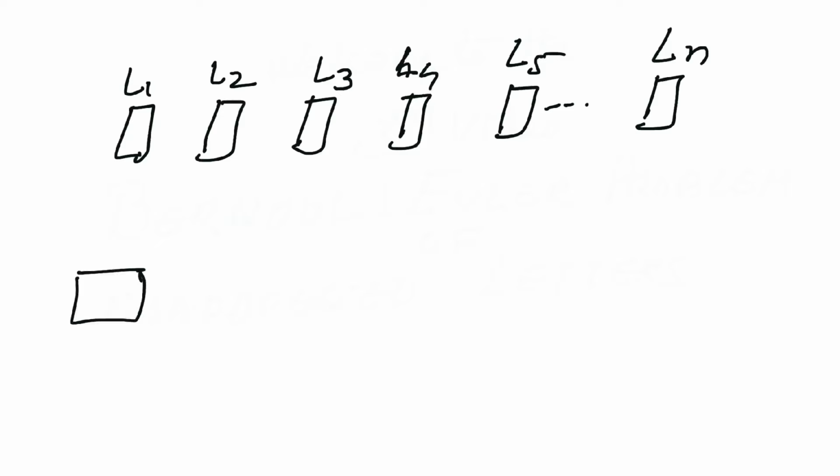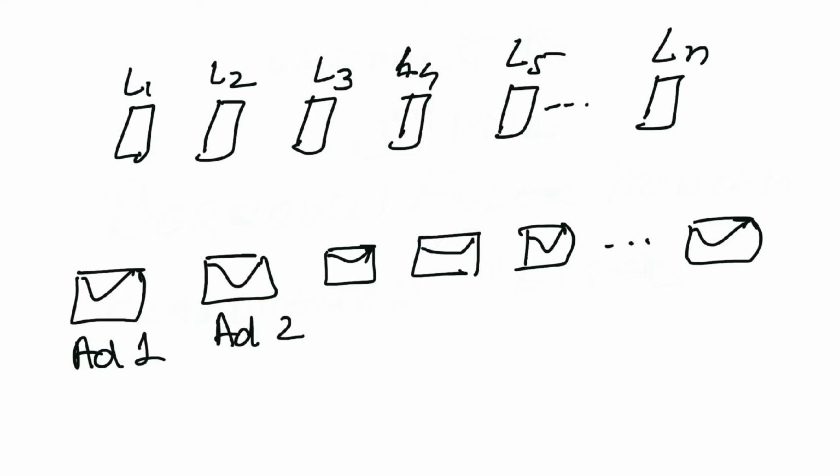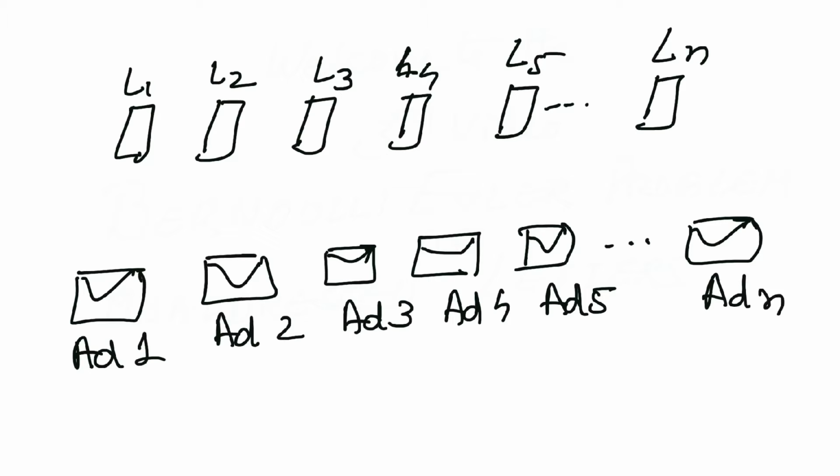Now for letters, let's look at letters L1, L2, L3 all the way up to Ln, and naturally the envelopes for them, that is envelope 1, envelope 2 all the way up to envelope n, having their respective addresses. That is, address 1 basically deals with the envelope in which the first letter should be kept. Likewise, address n means the correct address for the nth letter. Naturally, these letters should be in their respectively addressed envelopes.